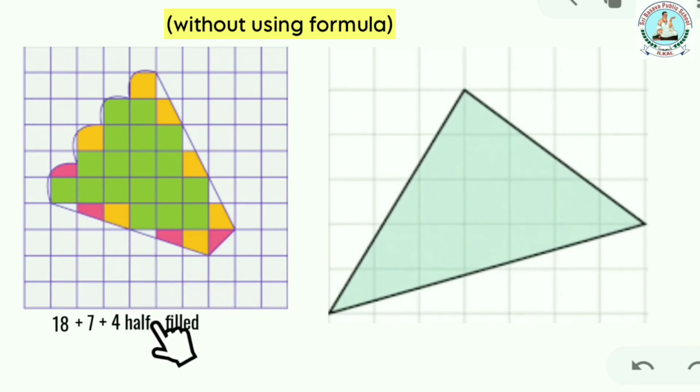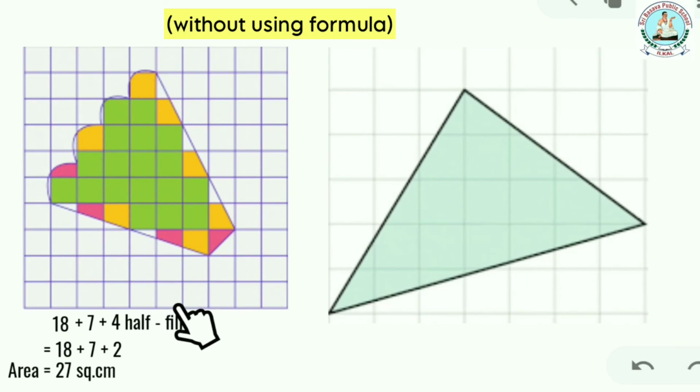So how to find out the area of this? Just get the total of this. 18 plus 7 and 4 half will make 2 full squares. See here, this half and this half will make 1 full square. This half and this half will make another full square. So that is why 4 half filled squares will give you 2 complete squares. So that 18 plus 7 plus 2 will give you the total area of this closed figure, that is 27 square centimeter. Let's move on to the next closed figure.